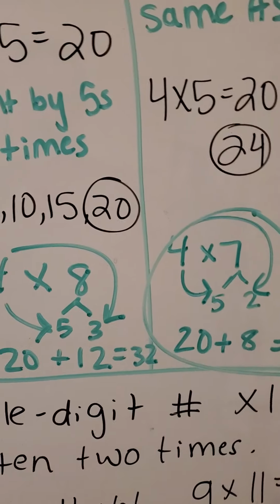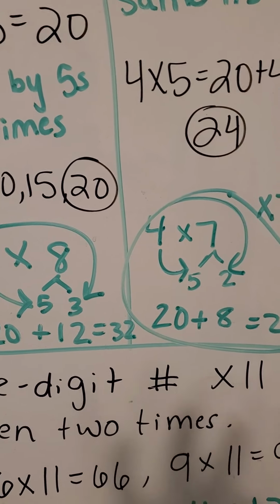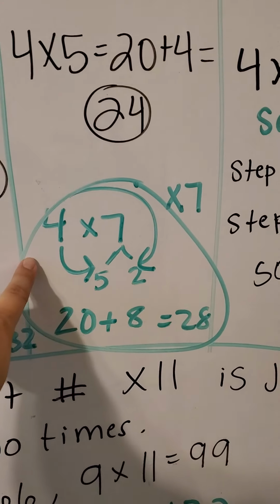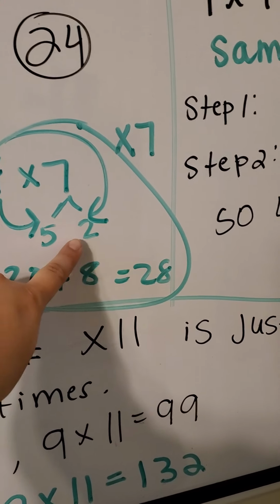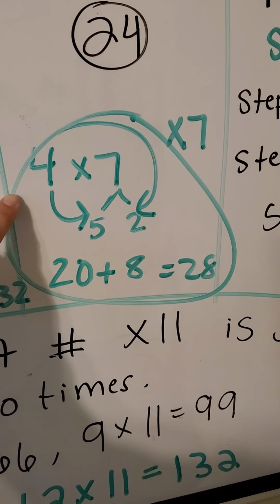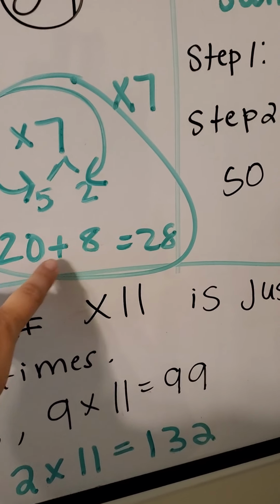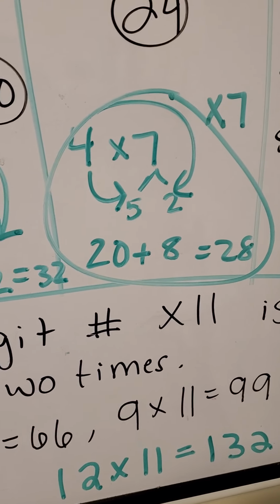Remember in the beginning, I shared with you all this strategy of breaking down these numbers into smaller parts. So like if I do a 4 times 7, I know that 7 can be broken down into 5 plus 2. So I can do 4 times 5, which is 20, and then 4 times 2, which is 8. Add them together, and that equals 28. 4 times 7 is 28.